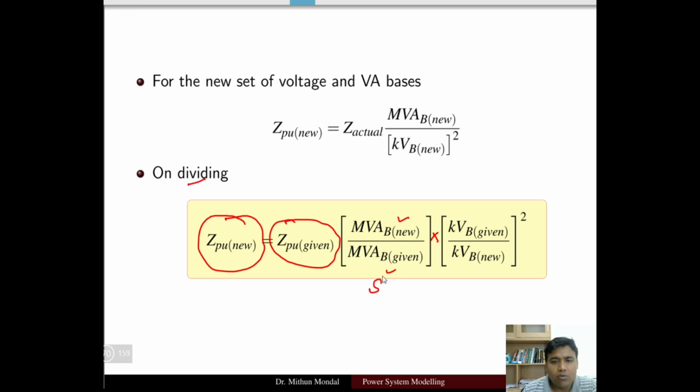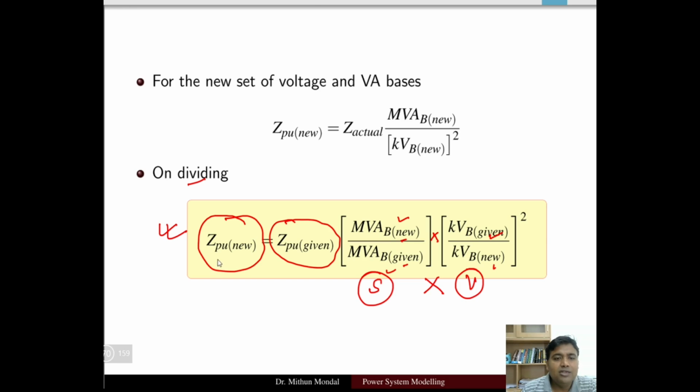So this is the power term and this is the voltage term. Now the power term, if we see it, is MVA base new by MVA base given, and the voltage term is kV base given by kV base new, that is the voltage base square. So this formula has to be remembered in order to convert one base to the other.